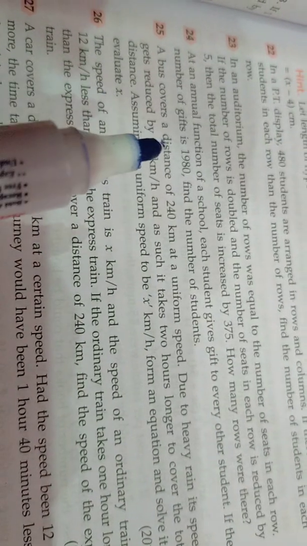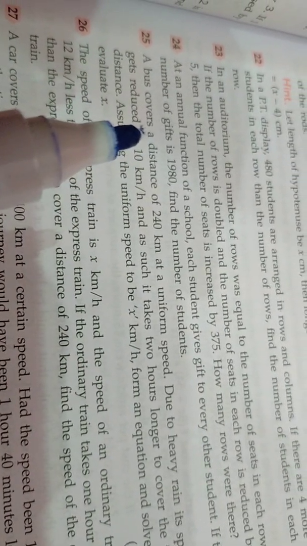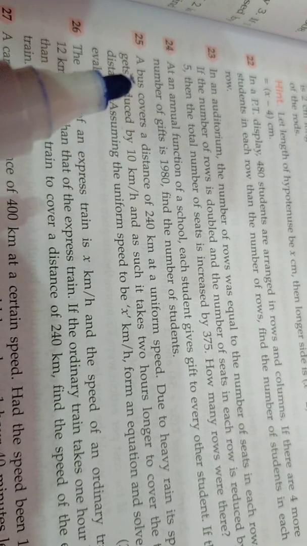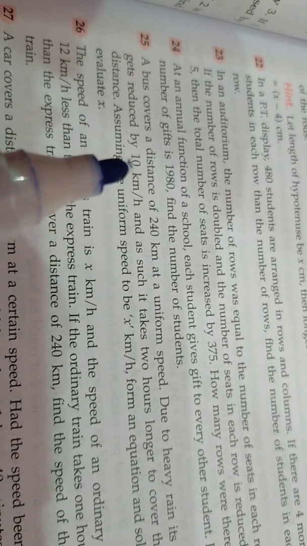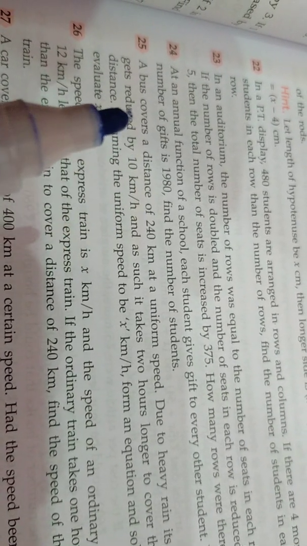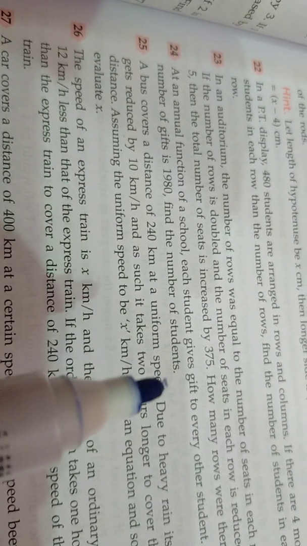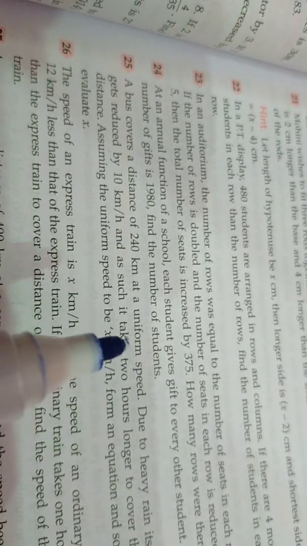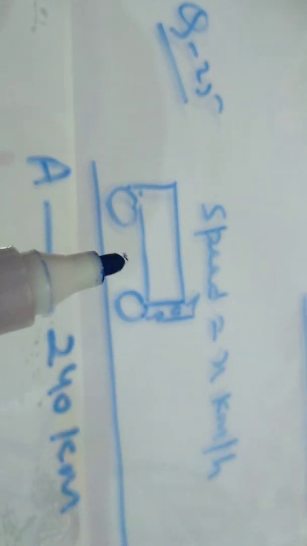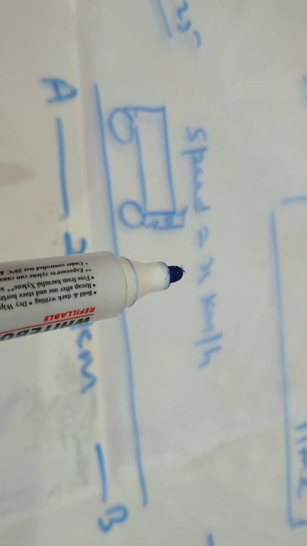Students, today we will discuss a distance, speed and time based question. Through this question I want to clarify your doubts. The bus has to cover 240 km at a uniform speed. So here I made this bus, which has to cover 240 km from A to B, and the speed it has taken is x kilometer per hour.